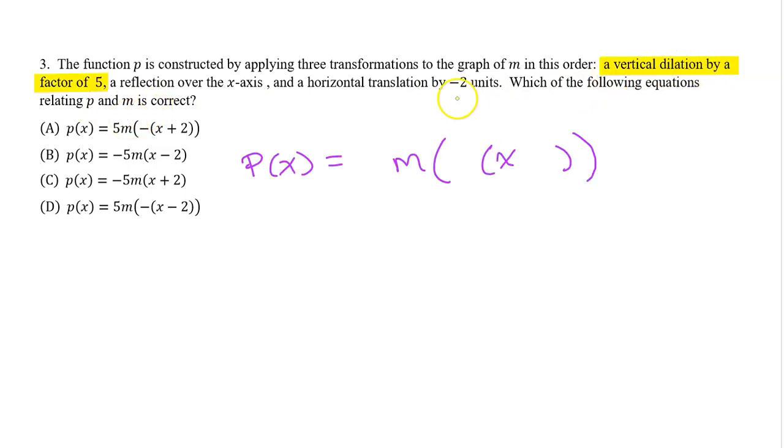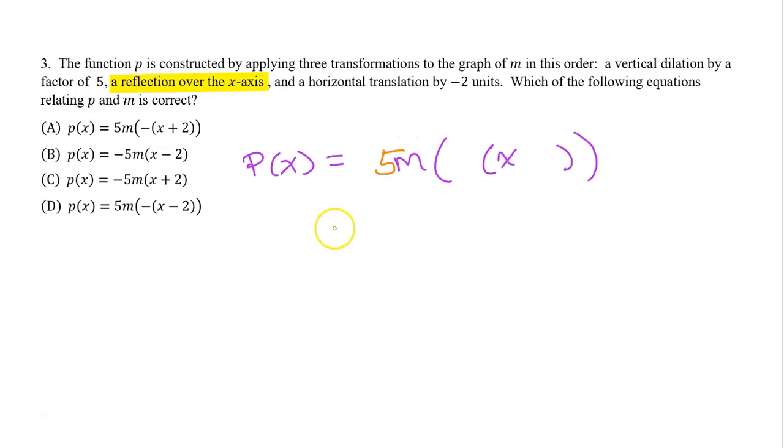A vertical dilation by a factor of 5 is going to show up in the very front as a 5. A reflection over the x-axis shows up in the very front as a negative sign. So now we have a -5. That now eliminates option A and option D.